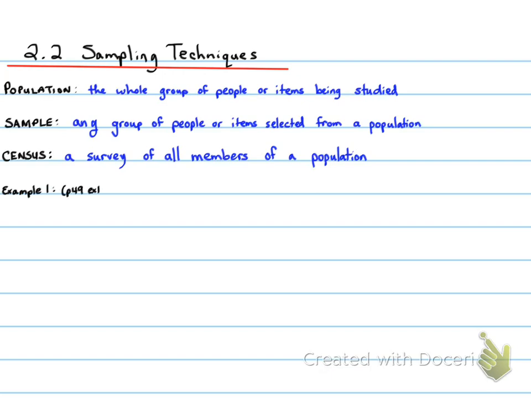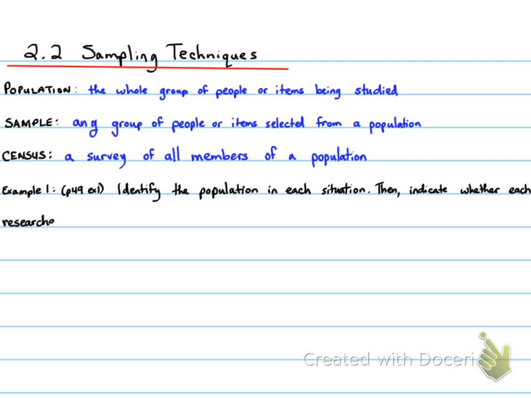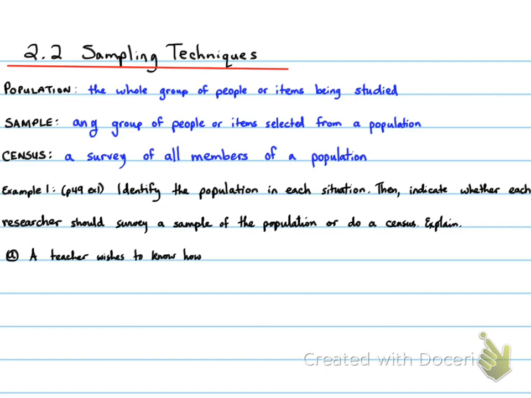Let's look at example 1. And this I took right from the textbook. I asked you to identify the population in each situation. Then indicate whether each researcher should survey a sample of the population or do a census. Explain. Now, a teacher wishes to know how early her students wake up in the morning.